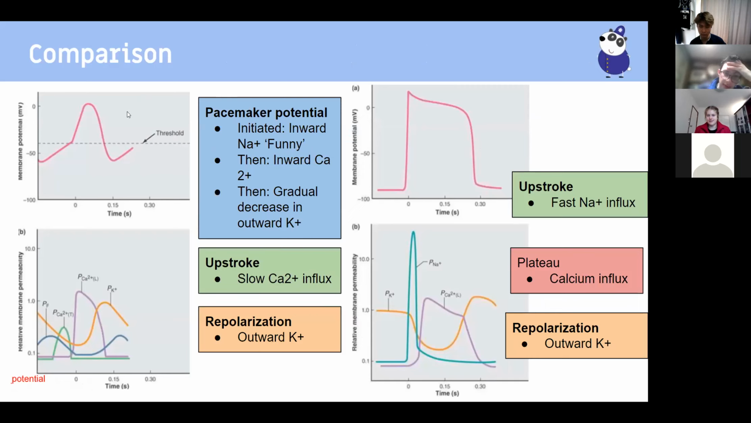This is just comparing pacemaker potential to ventricular. Pacemaker is initiated by funny sodium channels at about negative 50. At about negative 40 millivolts, L-type calcium channels open and allow calcium to diffuse in, leading to the action potential. Then there's a gradual decrease. Then potassium is going to open and predominate and lead to repolarization. And then eventually there'll be a gradual decrease in outward potassium, leading to repolarization again.